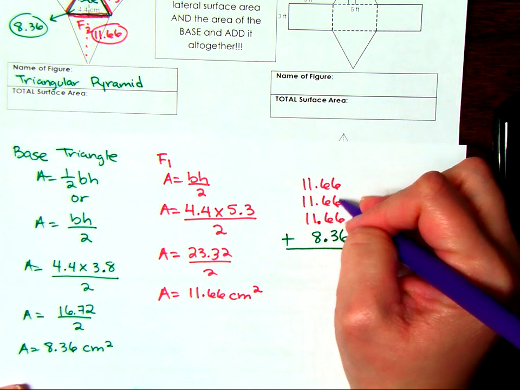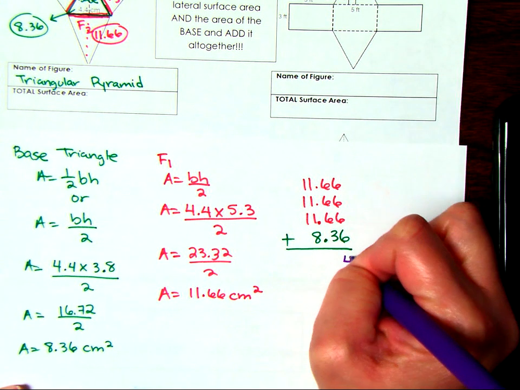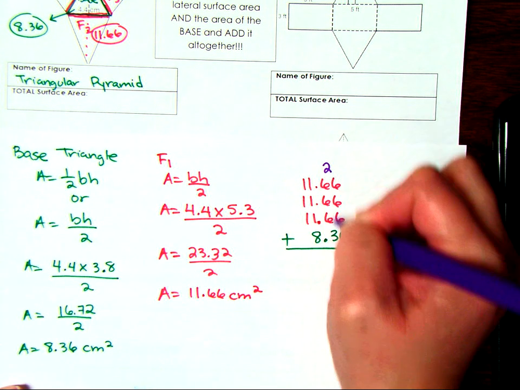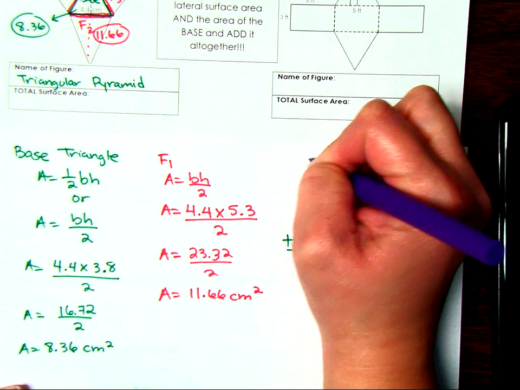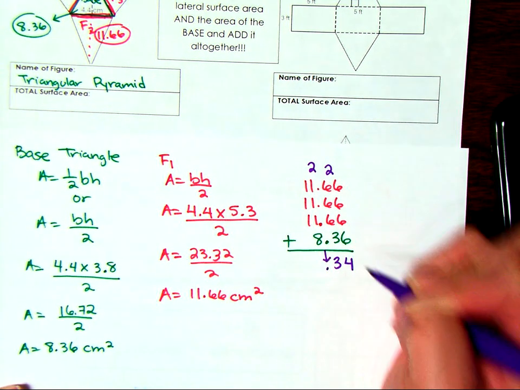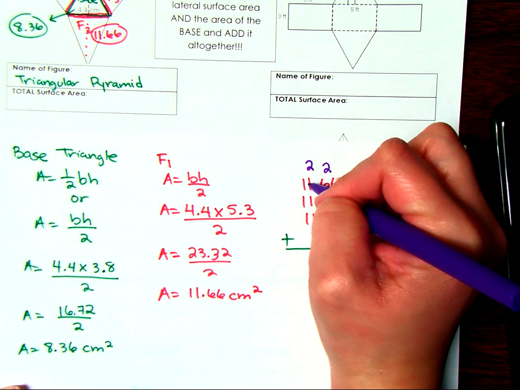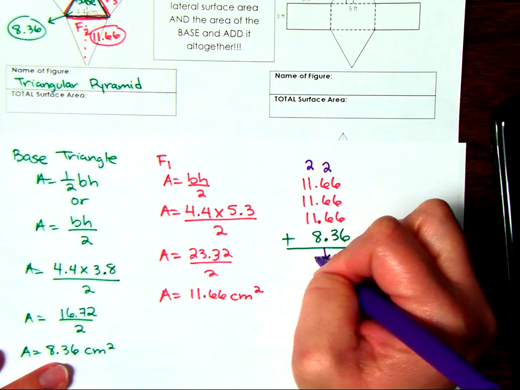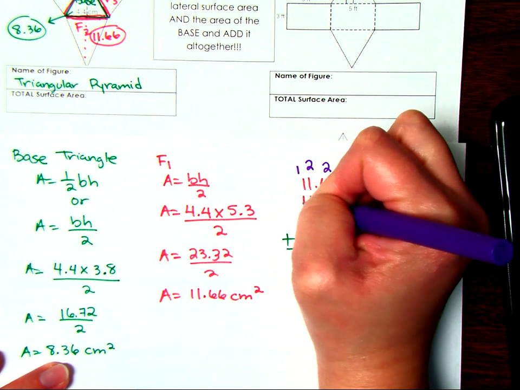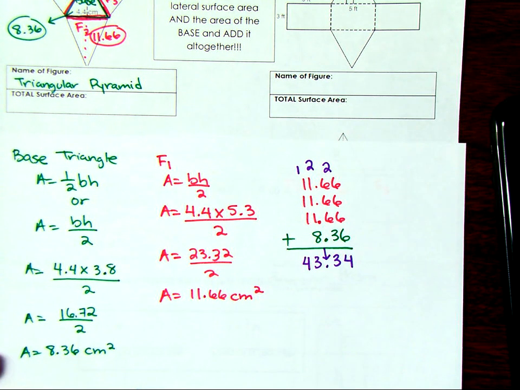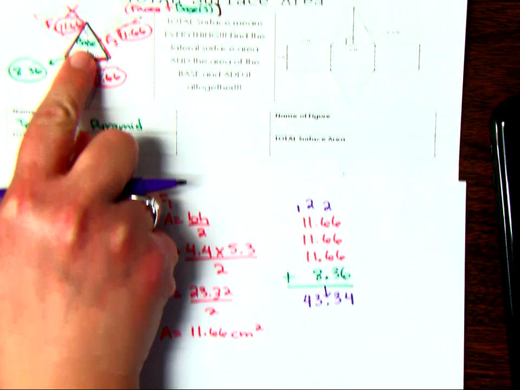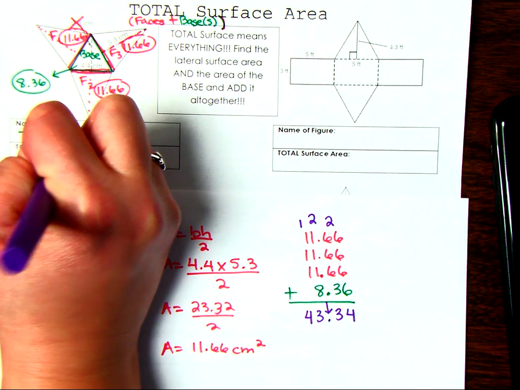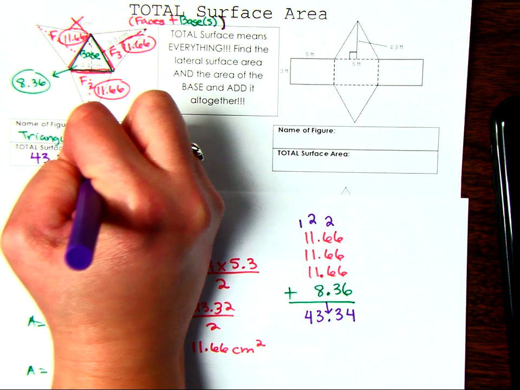So 6 times 4 is 24. 6 times 3 is 18, 19, 20, plus 3 is 23. So bring down my decimal when I add and subtract. I'm going to carry my 2. 2, 3, 4, 5, plus 8, 8, 9, 10, 11, 12, 13. And then 1, 2, 3, 4. So my total surface area with the base and the faces is 43 and 34/100 squared centimeters.